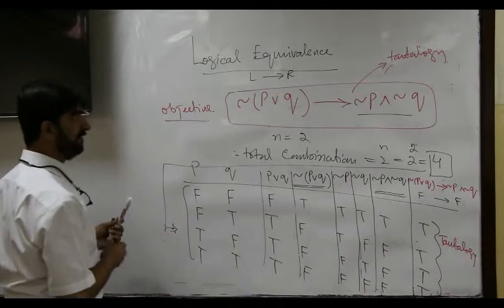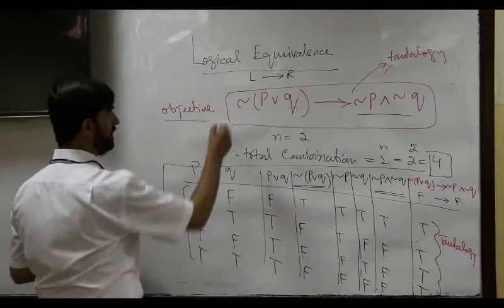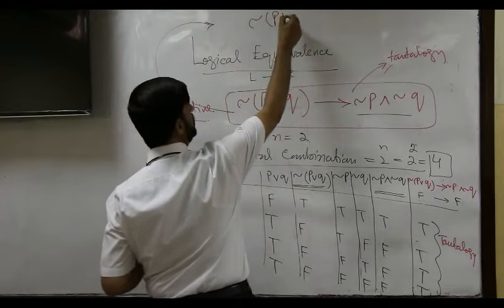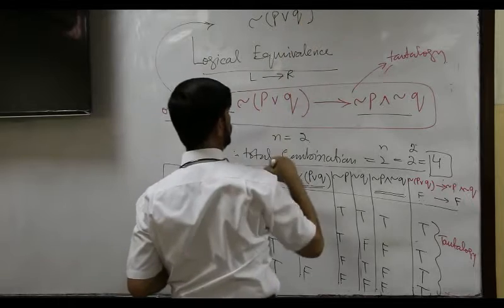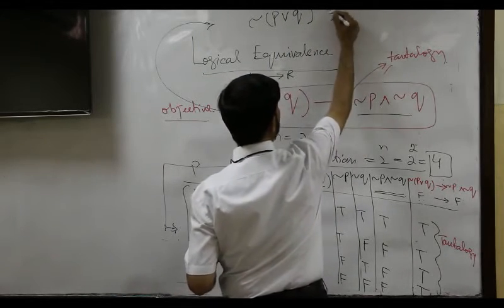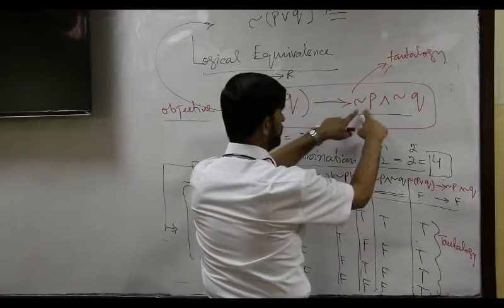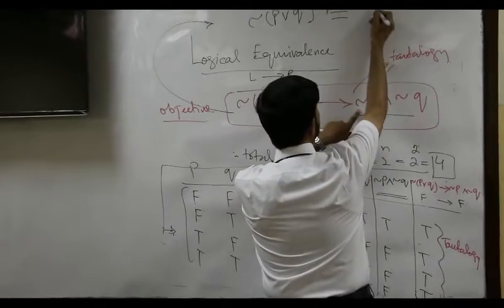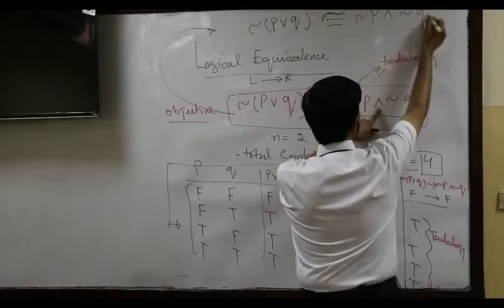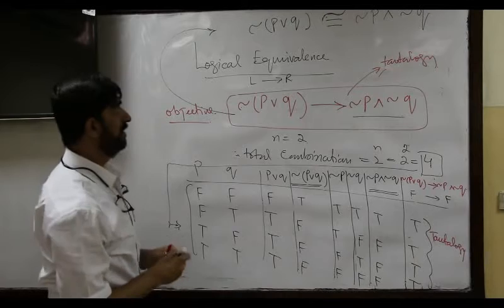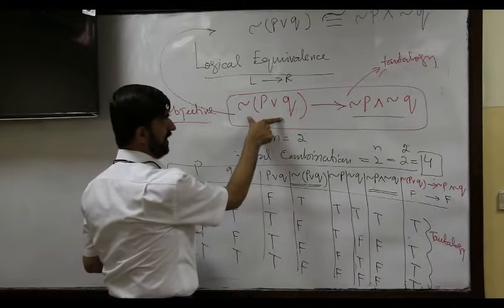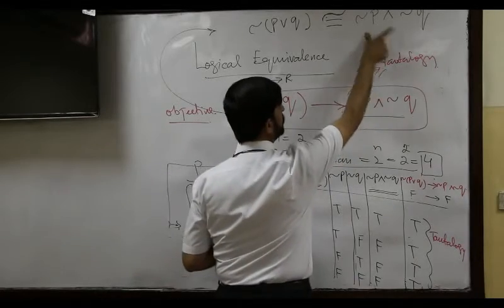This means this compound proposition A, not (P or Q), is equivalent to this compound proposition, not P and not Q. It means this compound proposition A is equivalent to compound proposition B.